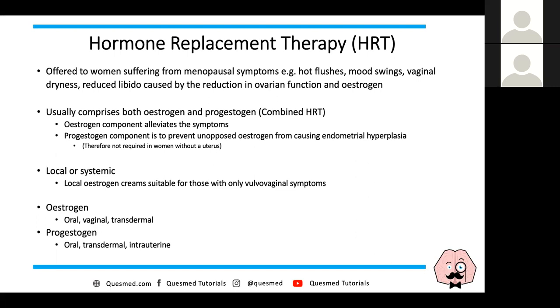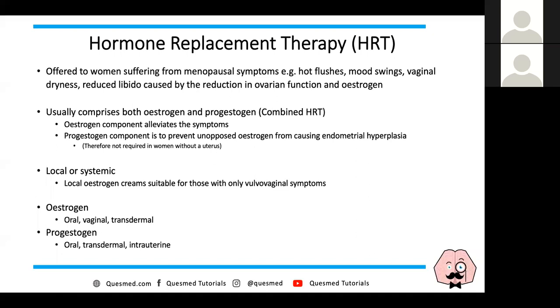Now, the estrogen component comes as tablets, as I said the vaginal gels, pessaries, creams, and it also comes as transdermal patches. And the progesterone component can be given as a tablet, can also come in transdermal form, and it can also be administered by an intrauterine device.